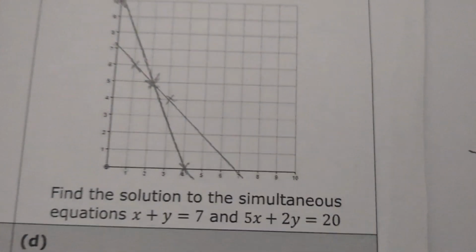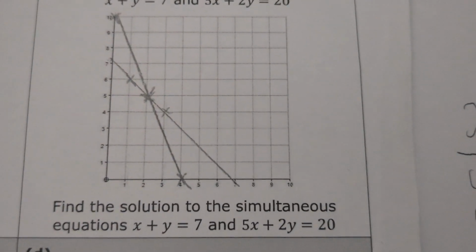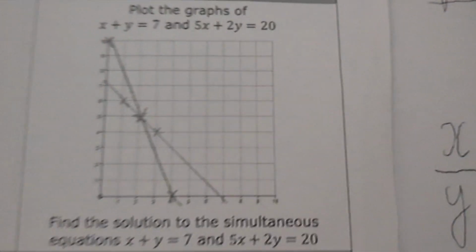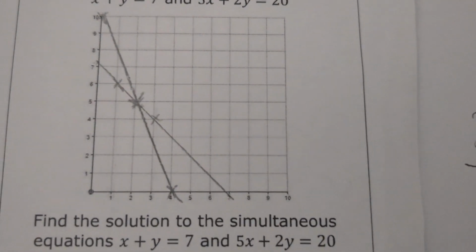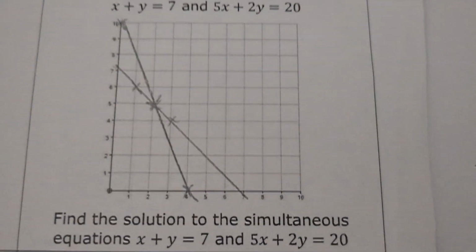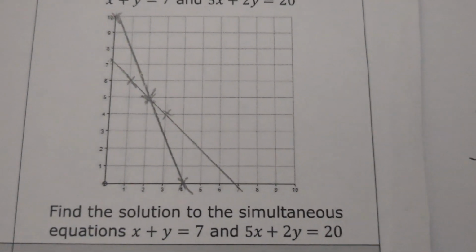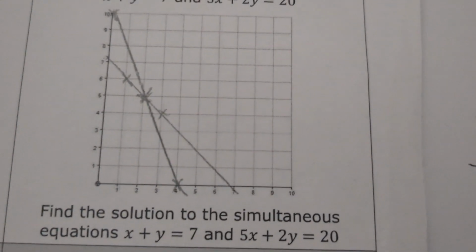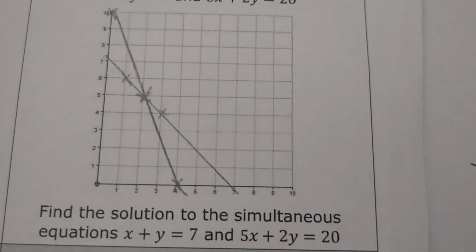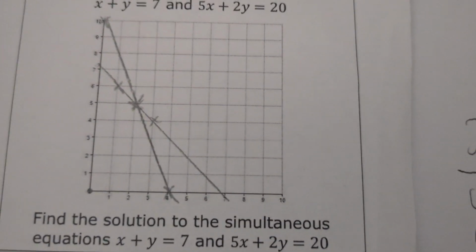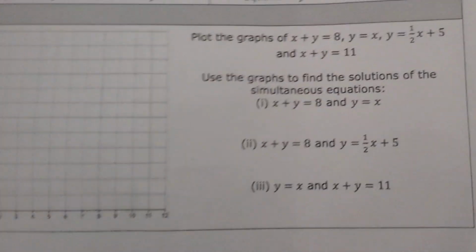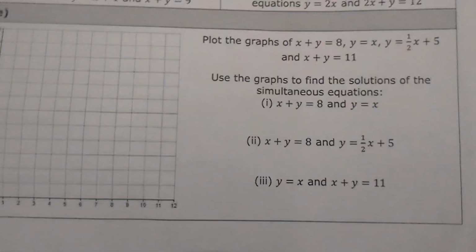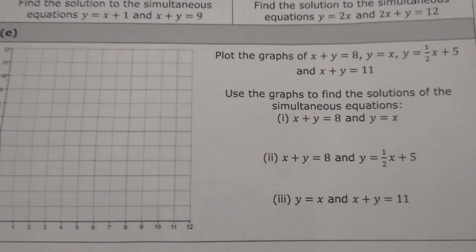So it says find the solution to the simultaneous equations. And for this, you don't actually need to solve the simultaneous equation. You just need to know where the points are crossing. So right now, you can see that the points are crossing at x equals 2 and y equals 5. So that's the solution to your simultaneous equations. However, in this video, we're also going to look at how to do more complex problems, such as this.